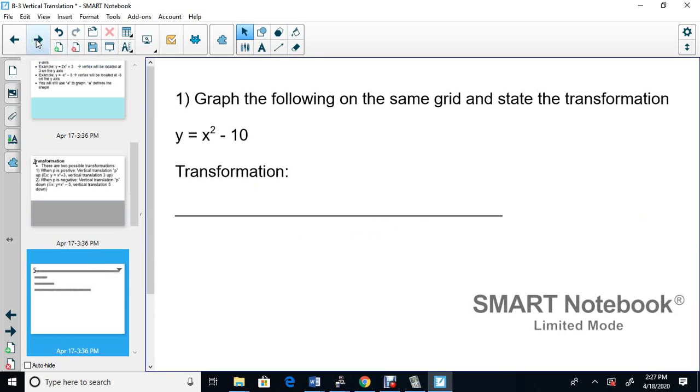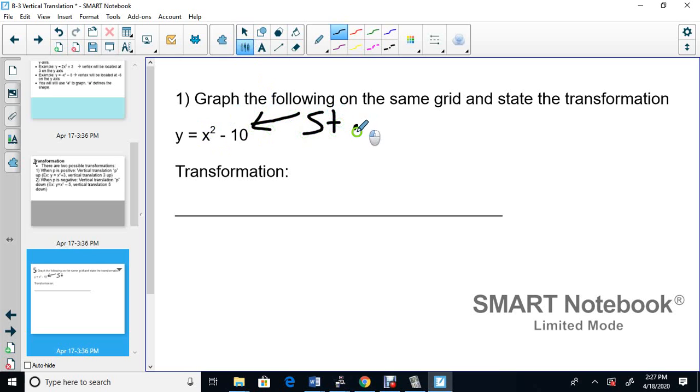Okay, and we're going to just jump into these questions right away. So we got negative 10 at the end. Let's do the transformation later. Let's first graph it. So this is what you do. This is the starting point. So you start here. This is your vertex. This is your start, or your vertex. That's known as your vertex.